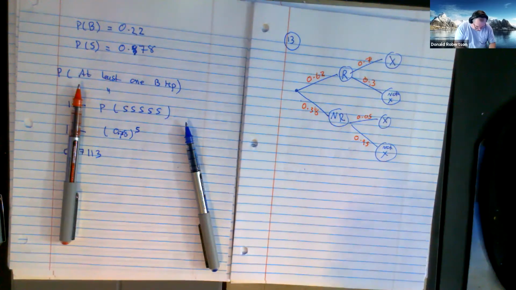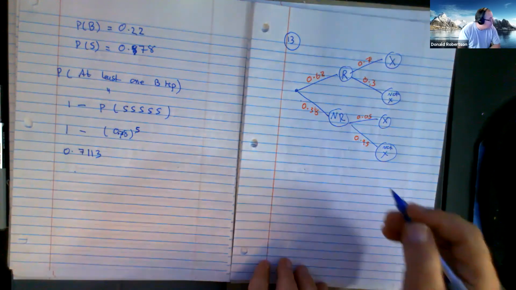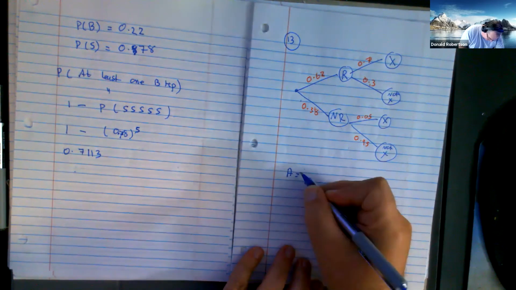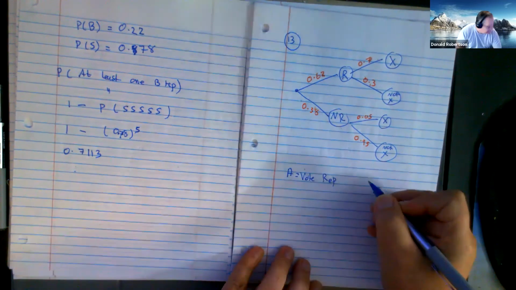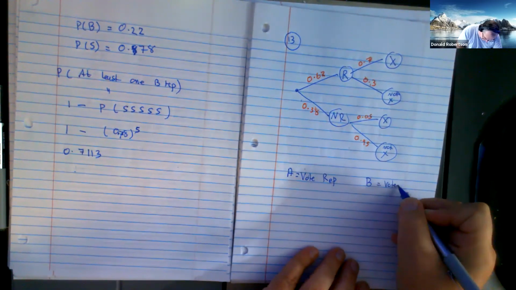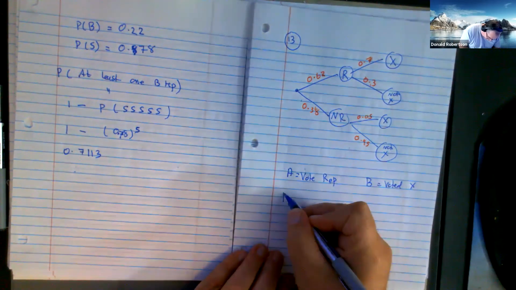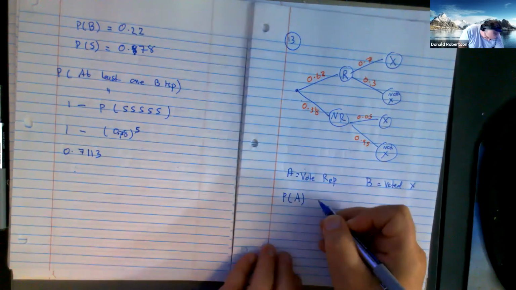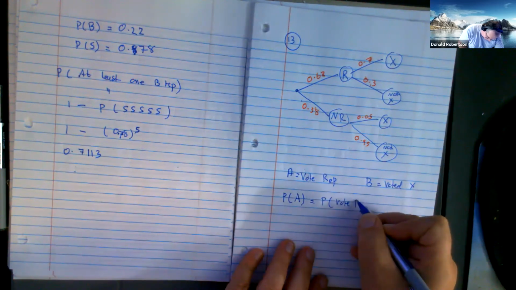Now that I've got that done, I can answer all sorts of questions that they're now about to throw at us. They're calling A if you vote Republican, and they're going to call B you voted for candidate X. Okay, so the first one was, what's the probability of A?